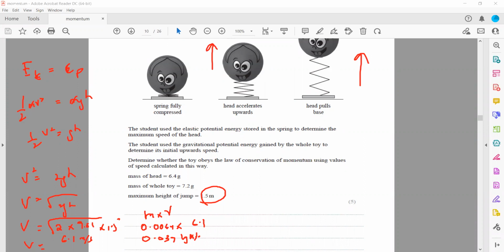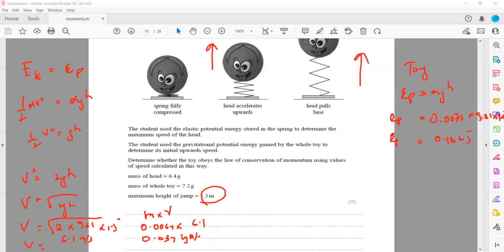So first, this whole gravitational potential energy. First we'll find the gravitational potential energy of the toy, which is equal to mgh. The mass of the toy is 7.2 gram, which is 0.0072 kilogram, multiplied by gravity 9.81, multiplied by height 1.5. This will give us the gravitational potential energy of the toy, which is 0.1066.